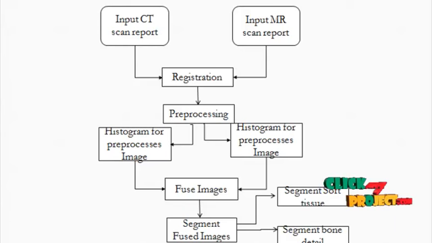The segmentation images are used, and we extract the bone detail from the segmented image. We get the segmented image based on the histogram. The histogram value is used to segment the image. The segmented images are used by the physician to analyze the bone details.